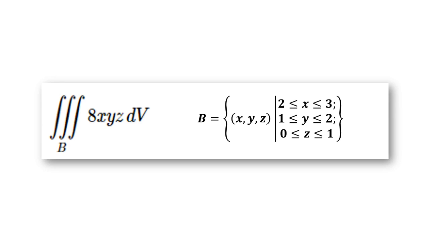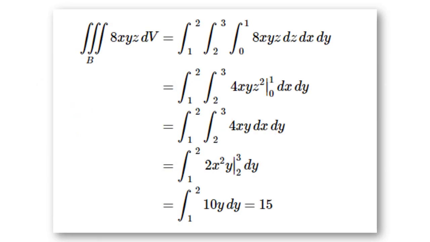Evaluate the triple integral of the function 8xyz over the given rectangular solid B by expressing it as an iterated integral. You can pause here and try to answer this item. Here is one of the solutions for evaluating this triple integral. You can pause here and check your answer.